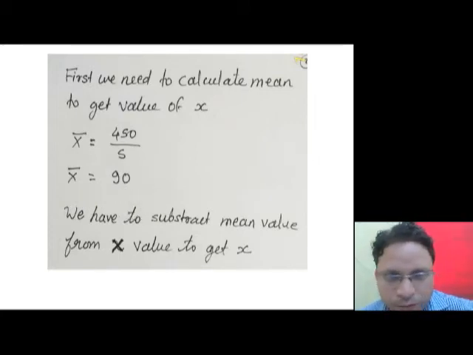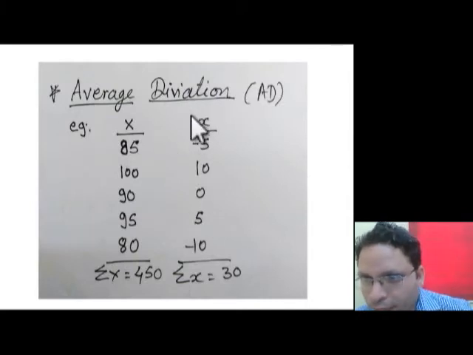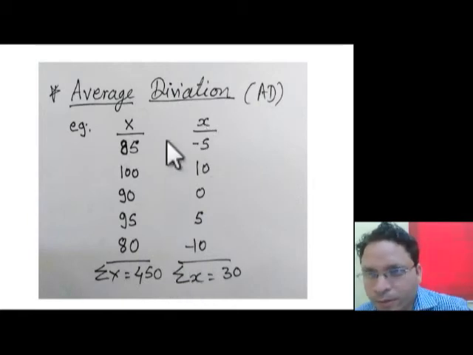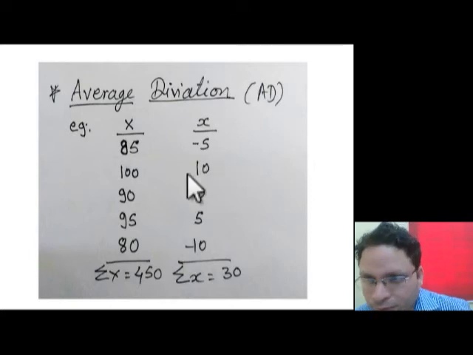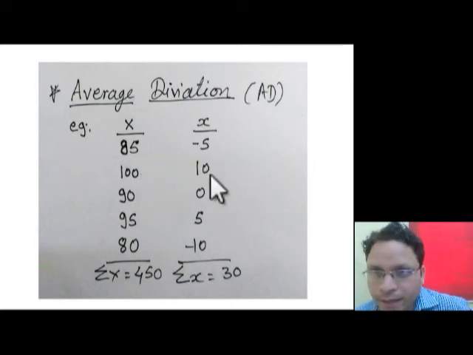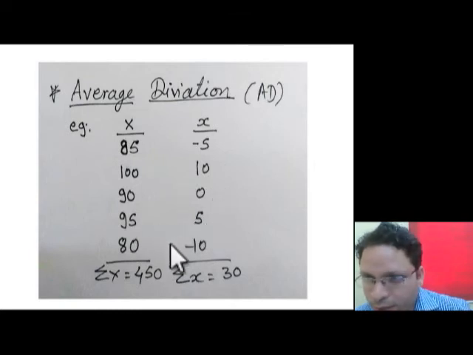Now we have to make this x column. We can write here x minus x bar, or we can write small x. Both ways are right. Now our mean is 90, so we simply do the subtraction: 85 minus 90, 100 minus 90, 90 minus 90, 95 minus 90, 80 minus 90. The answers are 85 minus 90 is minus 5, 100 minus 90 is 10, 90 minus 90 is 0, 95 minus 90 is 5, and 80 minus 90 is minus 10.